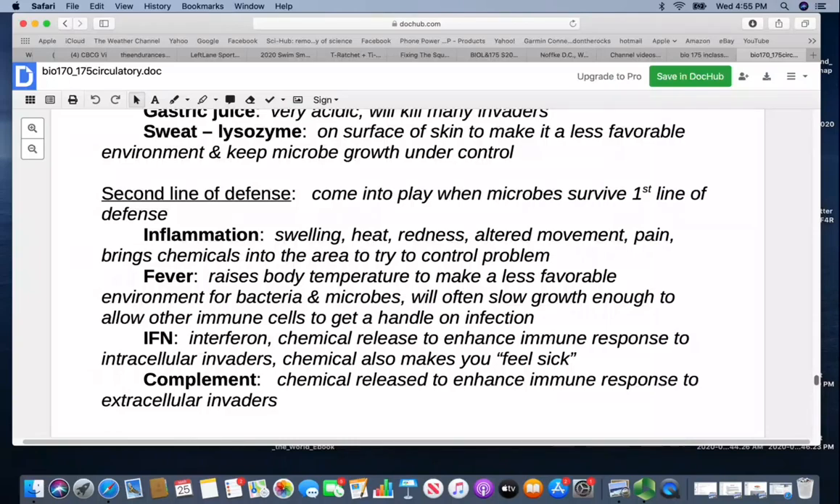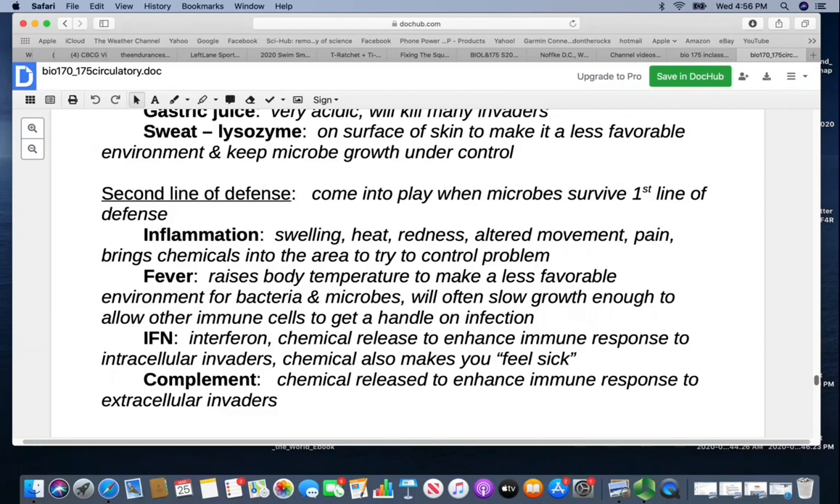So we can have inflammation. Inflammation is noted by having swelling, heat, redness, altered movement, and pain. Basically, the body is bringing chemicals into the area to try and control the problem. With a fever, the body raises its temperature to make it a less favorable environment for the bacteria or microbes. It's usually not going to be high enough that it will kill the organisms. If you're going to kill their proteins, you're also probably going to destroy some of your own. But it can get warm enough to slow their growth and allow your other immune cells to get a handle on the infection.